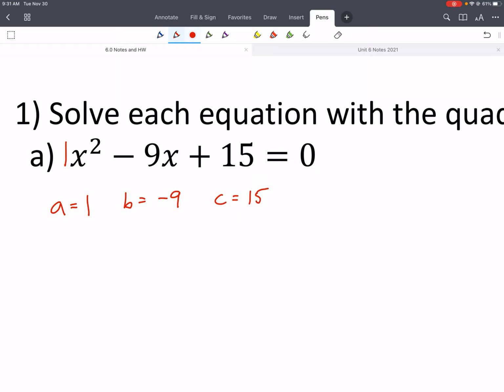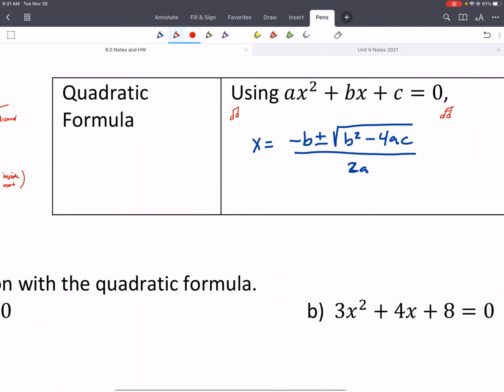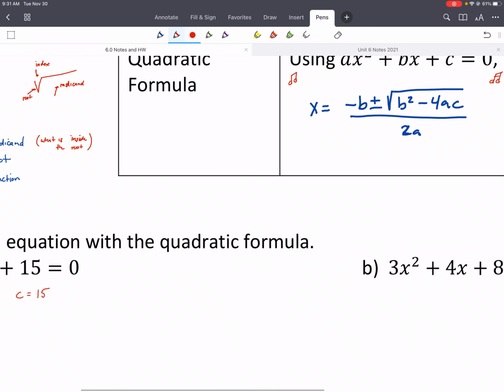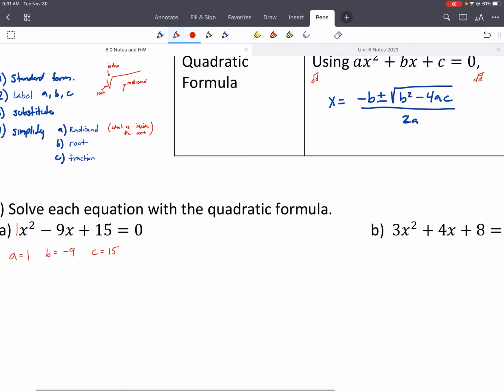And then our step 3 is to substitute those into the formula. You may want to look at this while we do it. So we'll do x equals negative b. But b is a negative, so keep that in mind. If b is negative, then negative b ends up being a positive. Then x equals negative b plus or minus the square root of b squared. So that's negative 9 squared.